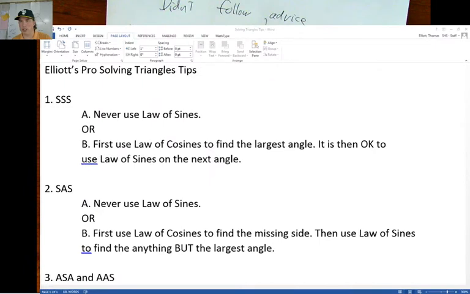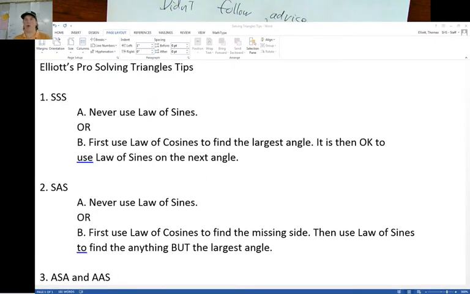So let's quickly review Elliot's pro solving triangle tips. Side, side, side: the smartest thing to do is never use law of sines. If you never use law of sines, it's never going to be a problem. If you decide you really must use law of sines, then first use law of cosines to find the largest angle. Once you have that, nothing weird's going to happen. It's then okay to use law of sines on the next angle.